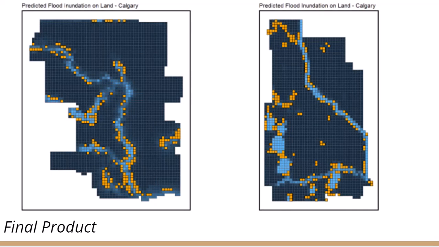This map shows cells with above 20% predicted probability of flooding that do not contain water, in orange. These are predicted inundated land cells.